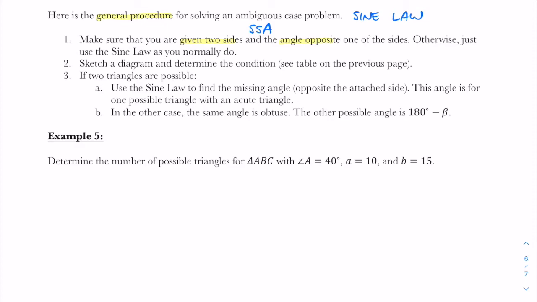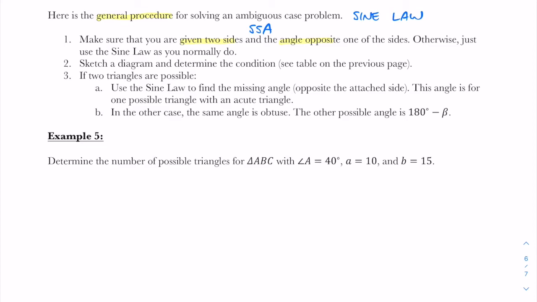In step 2, sketch a diagram, and then using the table on the previous page, determine which condition it is. If two triangles are possible, use the sine law to find the missing angle, and that would be opposite to the attached side, and that angle would be one possible triangle with an acute triangle. In the other case, the same angle could be obtuse, so you would have to find that by doing 180 minus the angle, and then just like we did in the first example for the ambiguous case, you would solve them both separately. Okay, so I'm hoping this will make a little more sense in an example.